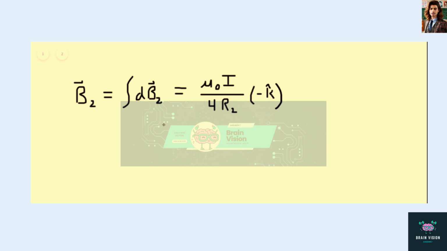Okay, so then our total magnetic field, B, is going to be a linear combination of the two magnetic fields from each semicircle. So this is going to be B1 plus B2. Oh, B sub 1 plus B sub 2.